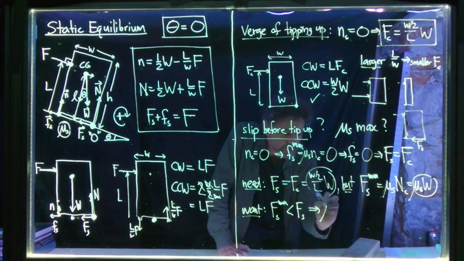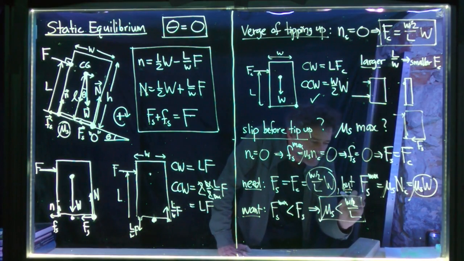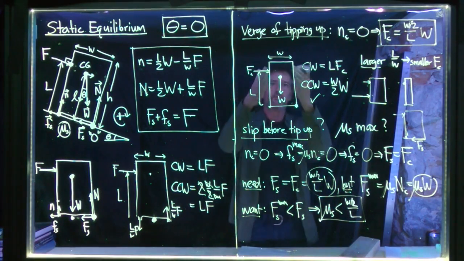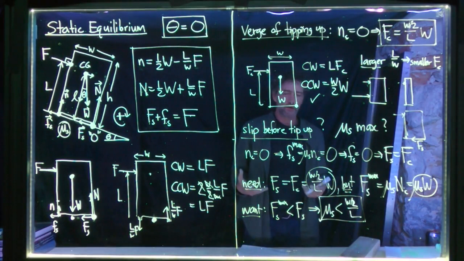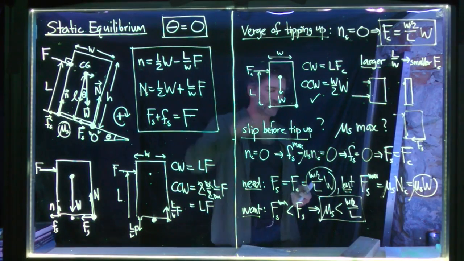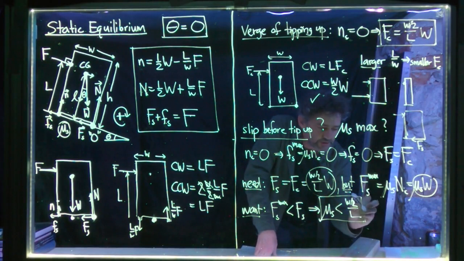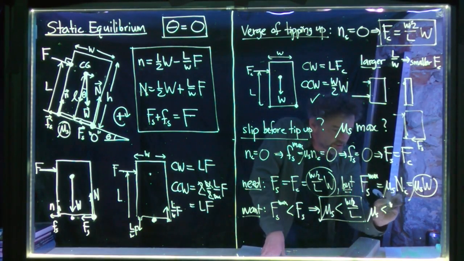So that's the same thing as mu s is less than W over 2 divided by L. This mu s is a dimensionless number, and you can see that it just depends upon the ratio of the width of the fridge to the height at which you are applying that critical force. Now, the worst case scenario is when you're applying that critical force right at the very top, at the height of the fridge, when capital L is equal to H. So you want mu s less than or equal to W over 2 divided by H, the height of the fridge.